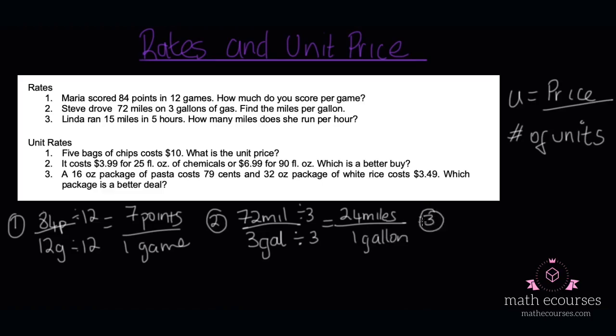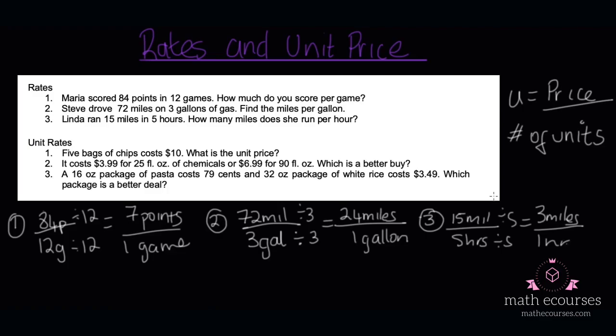For the last example, we see that Linda ran 15 miles in 5 hours. How many miles did she run per hour? So you're going to take 15 miles that Linda ran in 5 hours. To find that rate, you're going to divide by 5. And this is going to give us 3 miles per hour. So that would be Linda's rate. That is how we calculate rate.